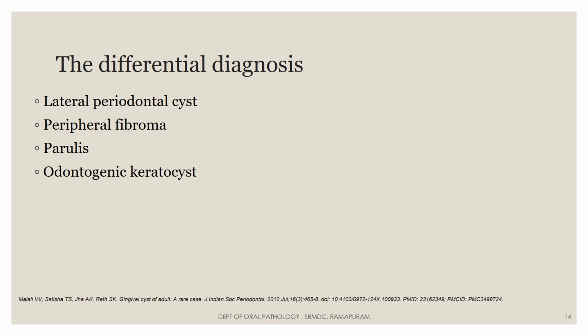Let's exclude all these. Since there are no radiographic findings suggesting osseous involvement, we have excluded the lateral periodontal cyst. At the same time, the lesion was soft and cystic in consistency, so we can also exclude the peripheral fibroma. When the lesion is not associated with a periodontal pocket or pus discharge on probing, we can exclude the parulis. Then, when the lesion is not associated with pain or localized expansion of bone and radiographically there is no osseous involvement, we can also exclude the odontogenic keratocyst, which gives us the final diagnosis as gingival cyst of adult.